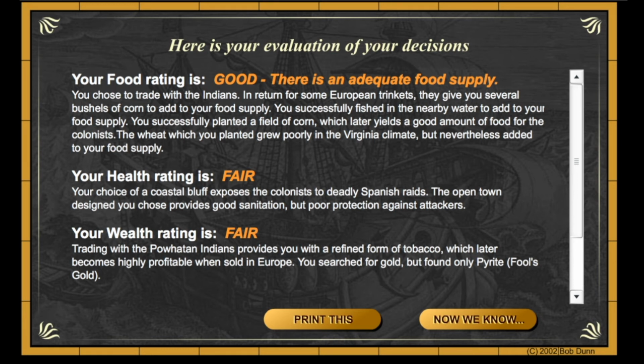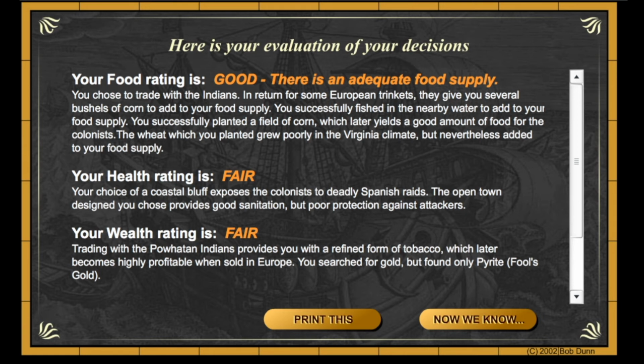And our wealth rating, hold on. Your wealth rating is fair. Trading with Powhatan Indians provides you with a refined form of tobacco, which later becomes highly profitable when sold in Europe. You searched for gold, but only found pyrite, which is a byproduct of iron, and that is called fool's gold.